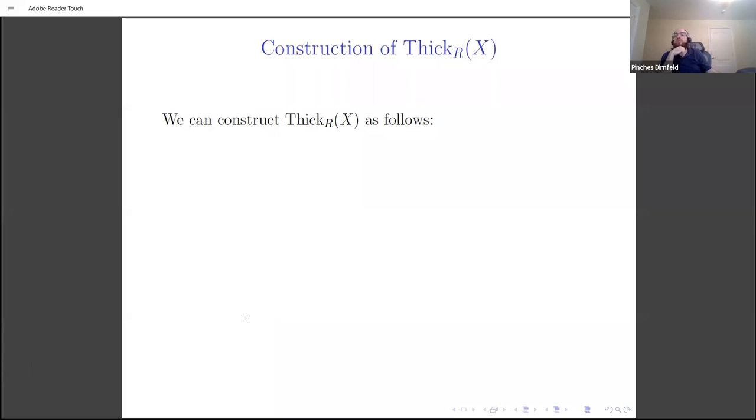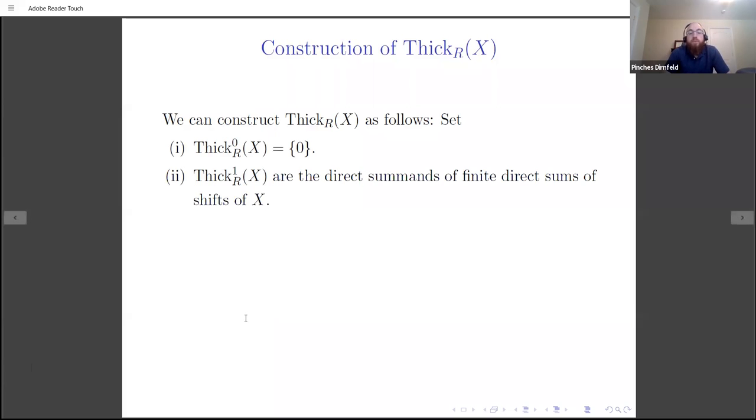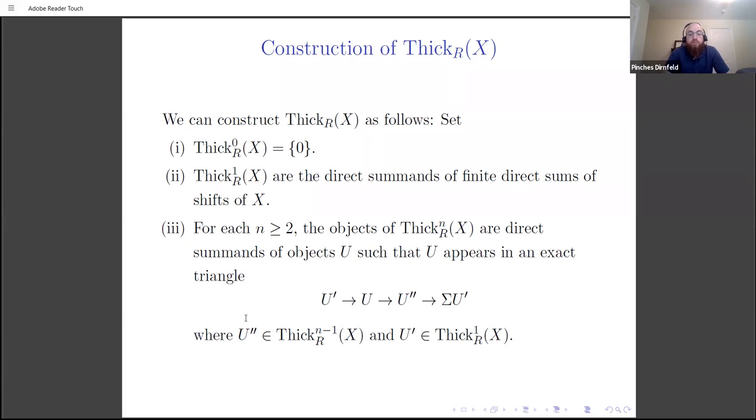There's also a constructive way of getting thick(X). The way we can construct it is we set thick_0 of X to be the zero complex. Thick_1 would be the direct summands of finite direct sums of shifts of X. It's a little bit of a mouthful, but we need the direct summands, and we need direct sums and shifts. Then for every n greater than or equal to 2, the objects of thick_n of X are direct summands of objects U such that we can fit U into an exact triangle U' to U to U'' to, where U'' is in thick_{n-1} and U' is in thick_1 of X.